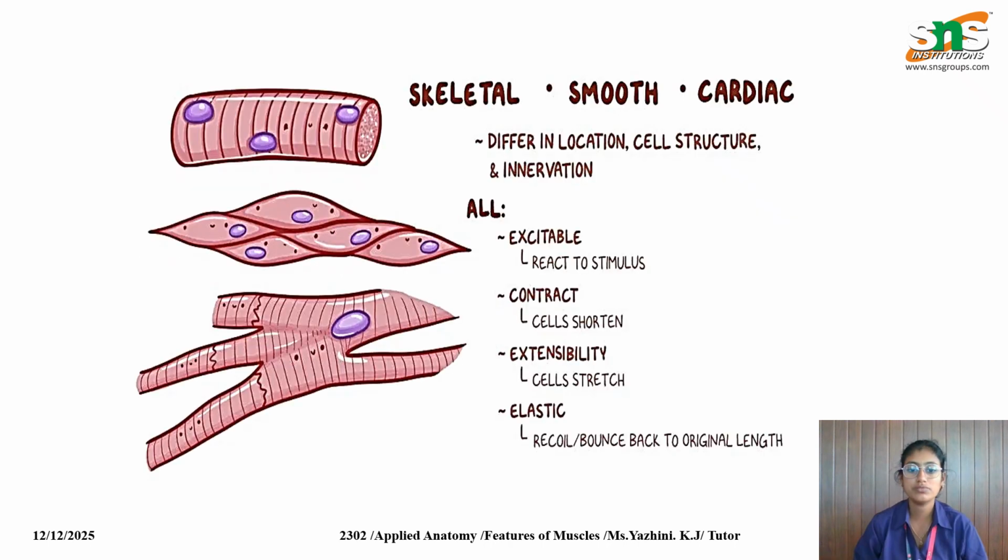Let's see. We can classify the muscles into skeletal, smooth, and cardiac. The three differ in location, cell structure, supply, and function. All of them are excitable and show contractility, excitability, and elasticity, and each performs its role according to the performance of each system. Let's see each one of them.